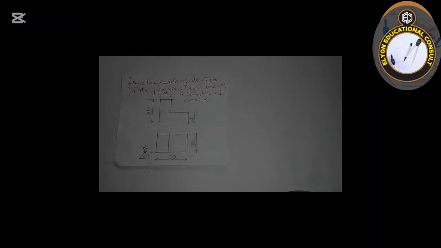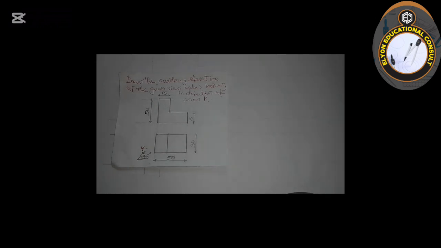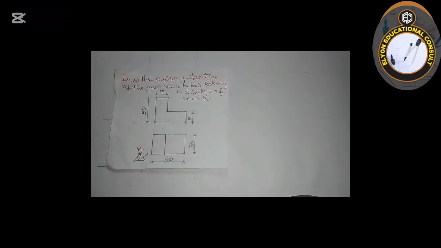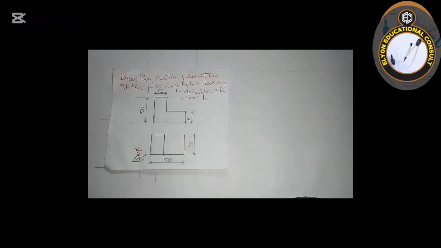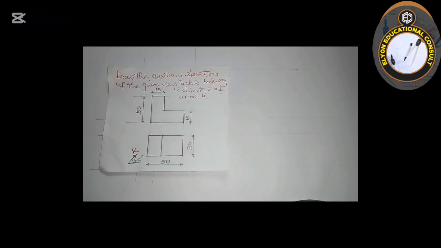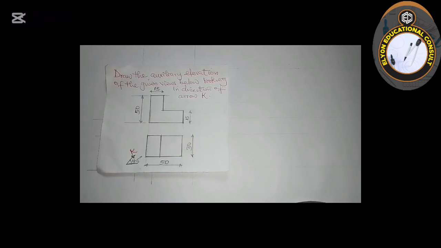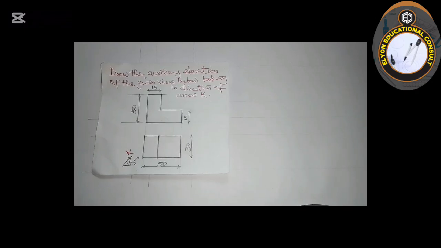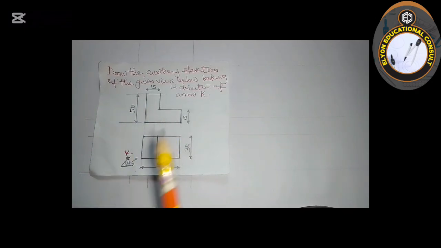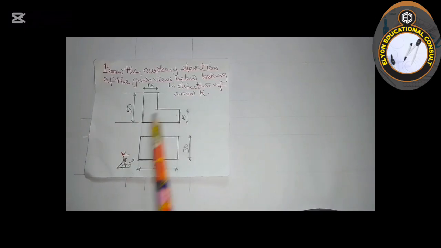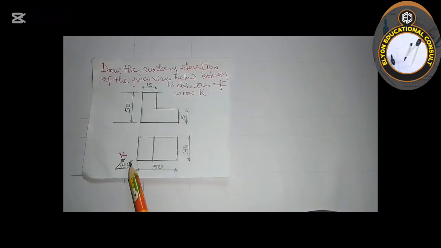In this video I will be taking us through how to draw the auxiliary elevation of a given view. In my last video I did promise that we are going to be doing a more complex view. Now we have one here, not that complex anyway. We are going to be drawing the auxiliary elevation of the given views below, looking in the direction of arrow K.